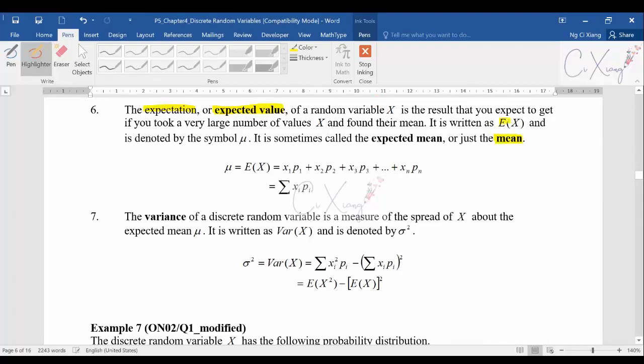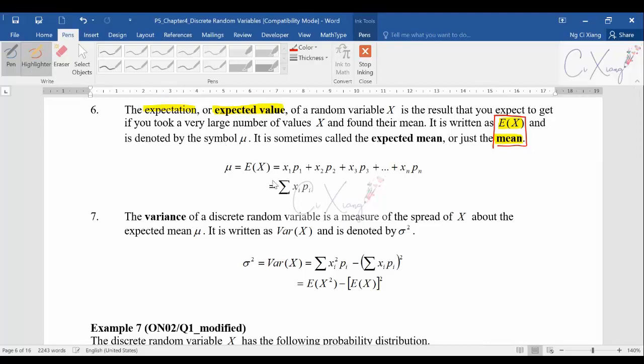They usually give you another special symbol, like E bracket X. So E(X) actually means the expected value of X and has the same meaning as the mean. So in short, expected value means mean, the mean that you found out last time. So how do we get the mean?